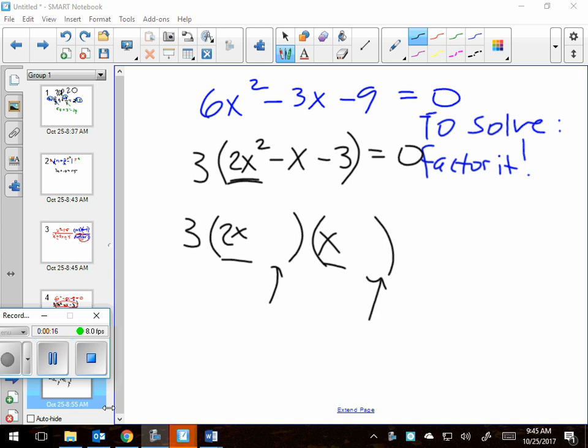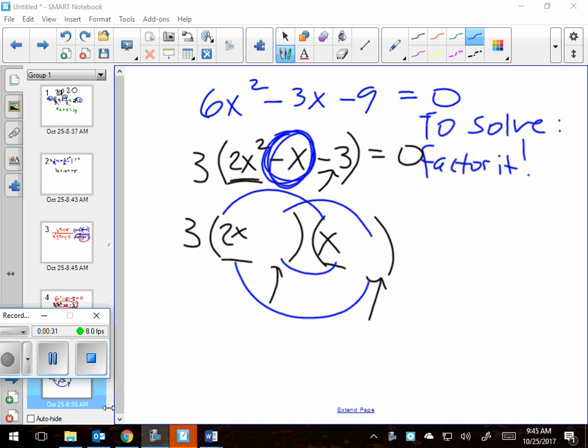You've got to find a combination that will both make it negative 3, and when I FOIL it out, first, outside, inside, last, it needs to make this middle term come out. That's the key. It's all about the middle term. So what combination makes a negative 3? Well, I'm going to try a negative 3 and a positive 1.